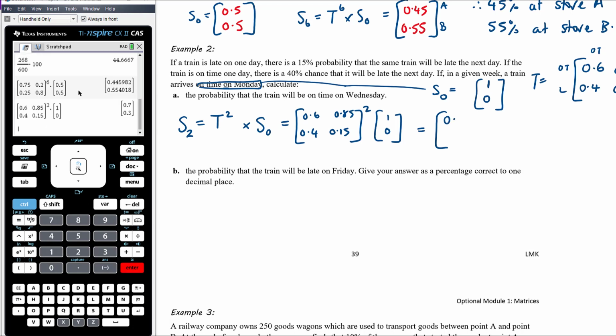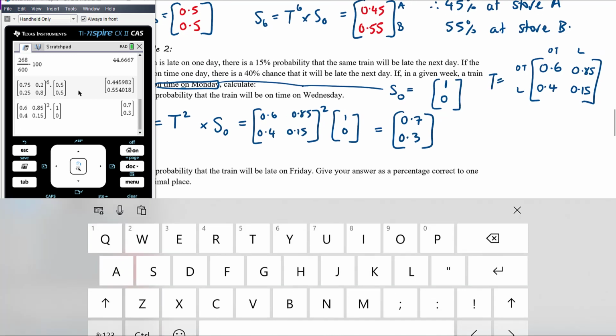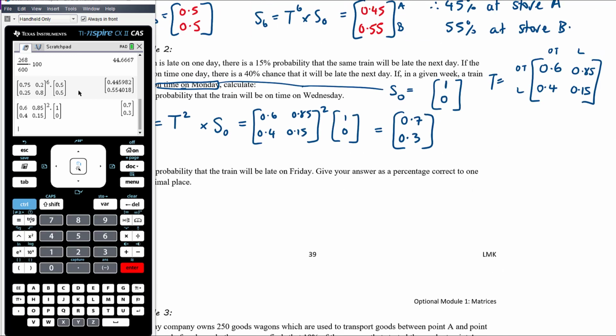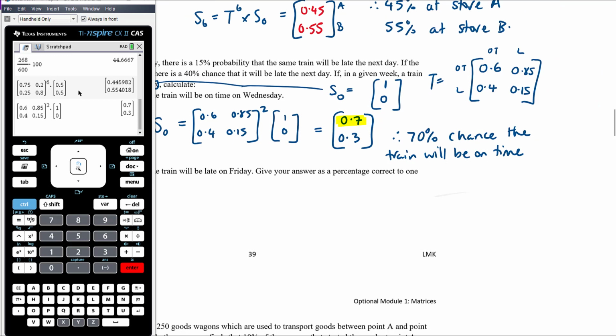Okay, so we get 0.7 and 0.3. Now this is where we then need to make sure that we answer the question: find the probability that the train will be on time on Wednesday. So we're not interested in both of these numbers in answering the question. The top row in our matrix is about on time. So therefore, 70% chance the train will be on time on Wednesday.